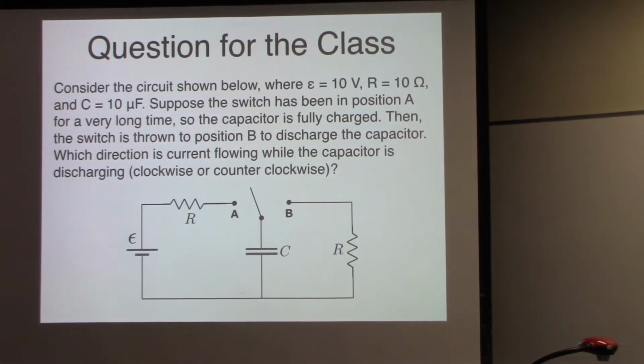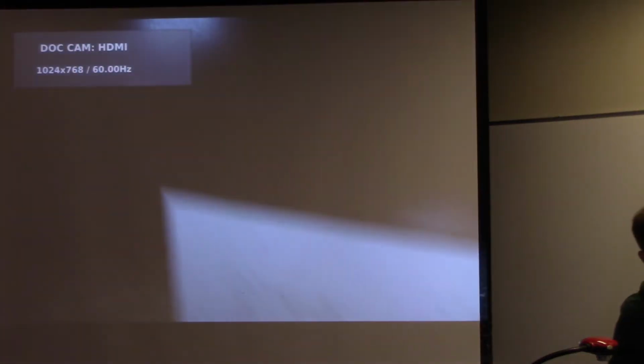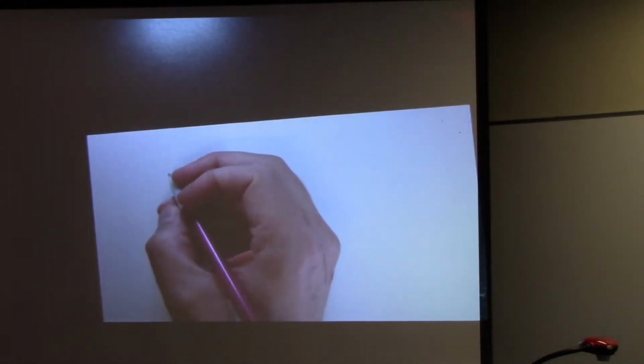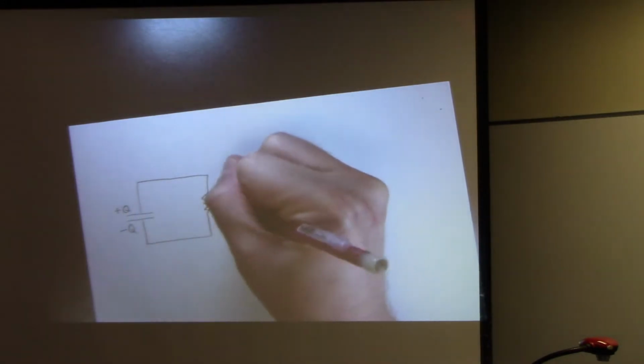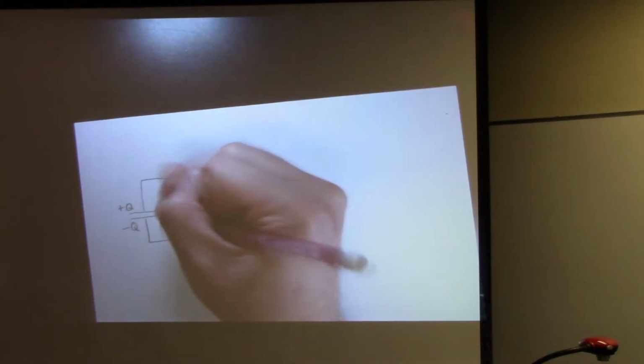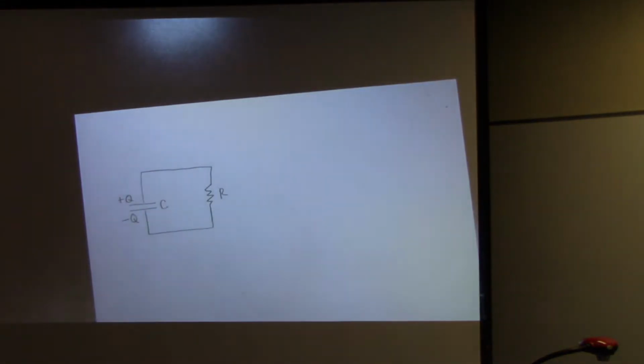Okay, so let's work this one out. So now what we want to look at, as far as this circuit goes, is the right side, because we've disconnected the battery, which is on the left side, from our circuit. So all that's really happening is we have a capacitor where it's fully charged, so I have plus Q up here on this plate, and then minus Q down here on this plate, connected to a resistor. Just like that. And so the question is, which way is current going to flow? So we're talking about conventional current here.